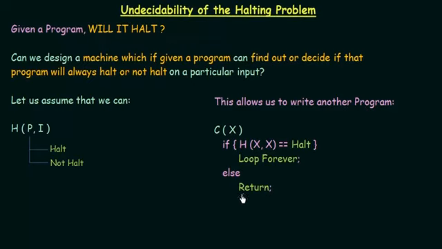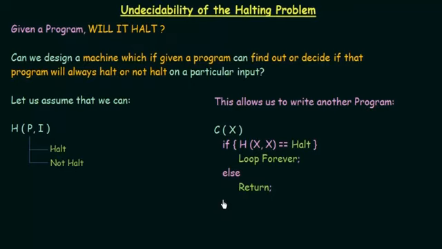That means that if this is not going to halt, then I write something that will actually halt. So what I am doing here is, if this will halt, then I am going to write a loop that will go forever. And if it does not halt, then I am going to write some statement that will actually halt. So this is the function C that I have.